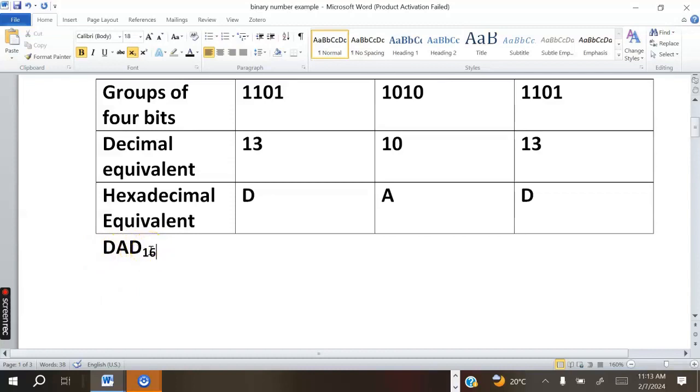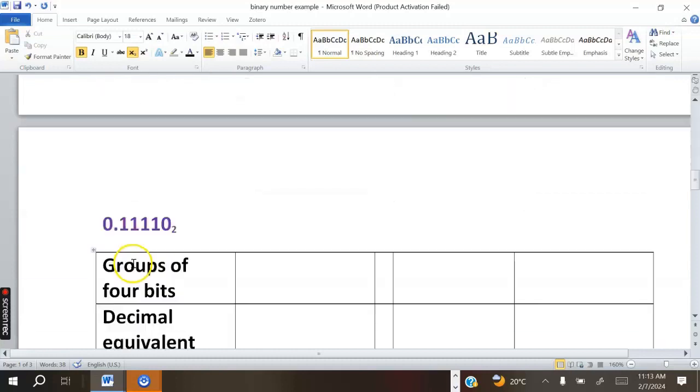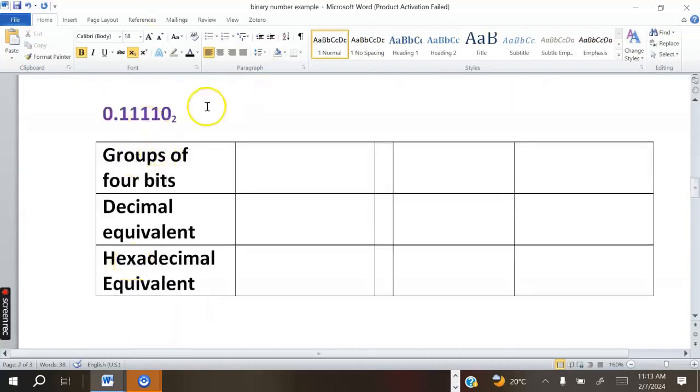And don't forget that whenever you are writing your answer in hexadecimal form, you must include the base 16 because that's now the value for it. Okay, let's move to the next part. The next example, we have this one.